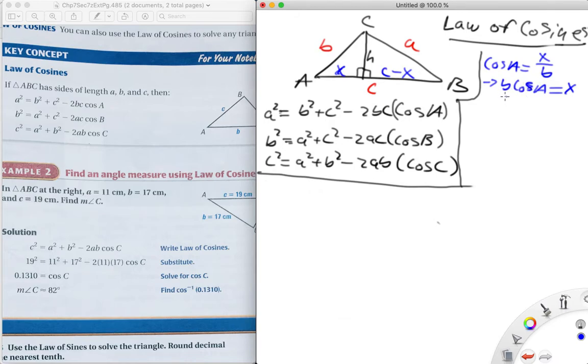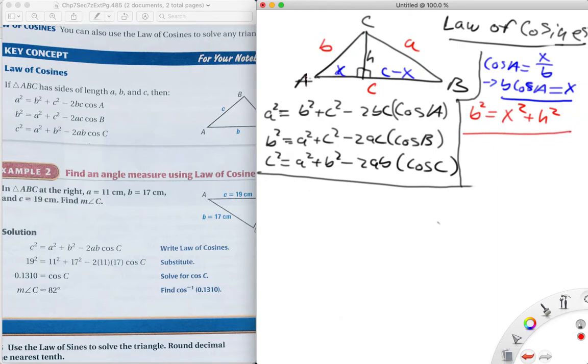B cosine of A equals x. So this is my first condition. Second condition, on the other side, I can say that A squared is equal to x squared plus, oh, no, my second condition, looking at this one, I can use Pythagorean theorem and say that b squared here is equal to x squared plus h squared, using the Pythagorean theorem. Okay? So those are my two conditions that I got from here.